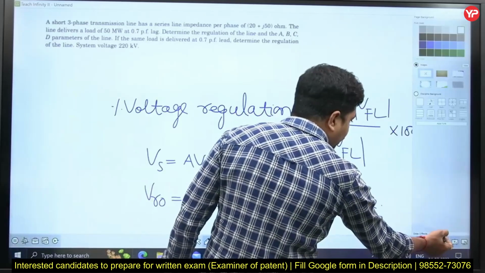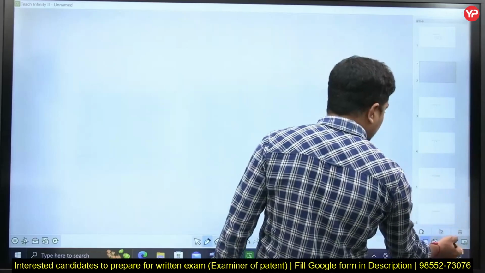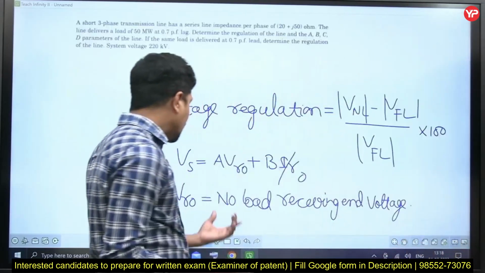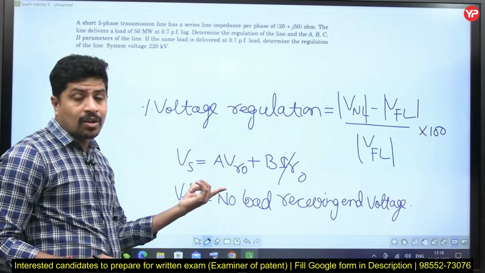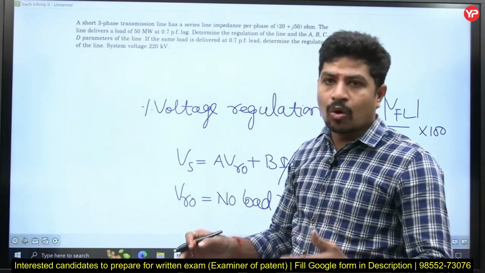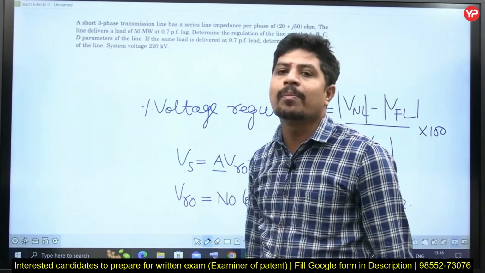In fact, let me add some pages here. Observe, all of you. See, I am not going to solve it completely, I am just giving you the idea. So I need VR0. VR0 is equal to Vs by A, right? So we are going to get the no load receiving end voltage. For that, first of all, you have to find the A, B, C, D parameters.